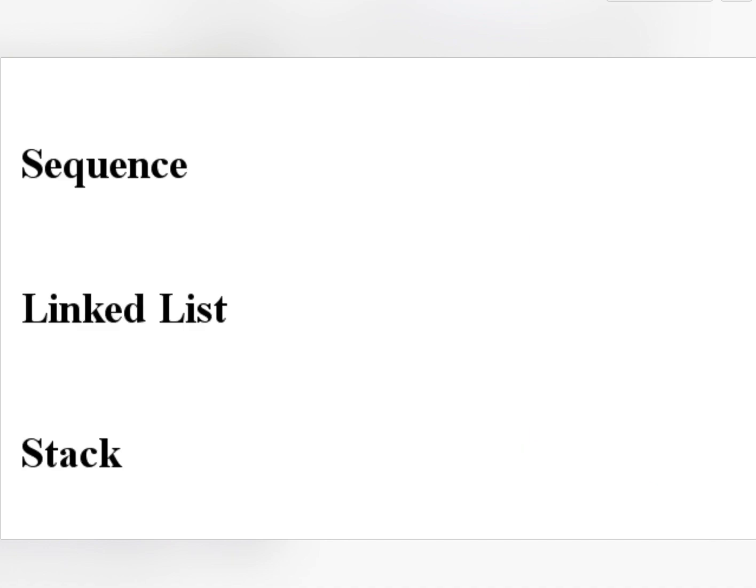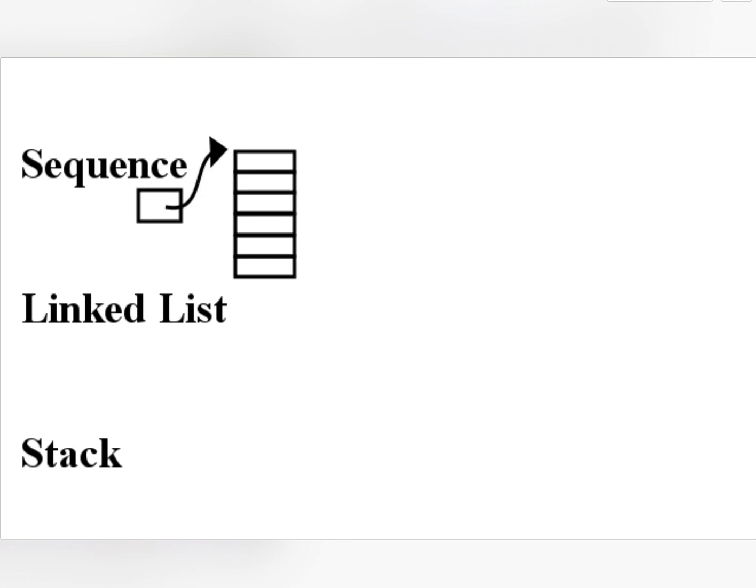Sequence, linked list and stack. Each has some strengths and some weaknesses. Let's take another look at these objects. Sequence is a block of consecutive memory locations. We only keep track of the address of the first term and everything else is in adjacent boxes.